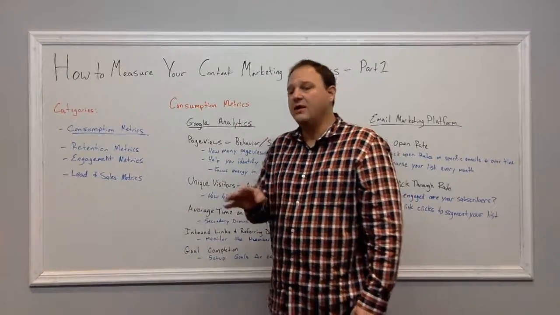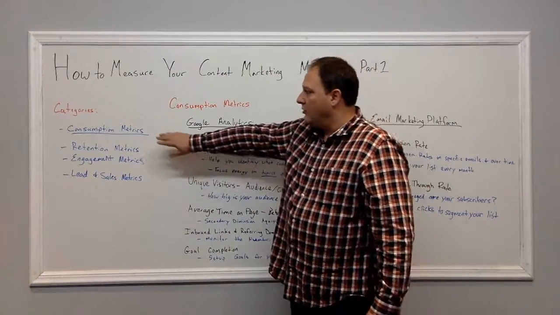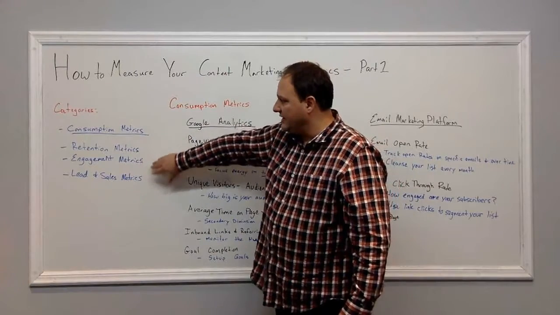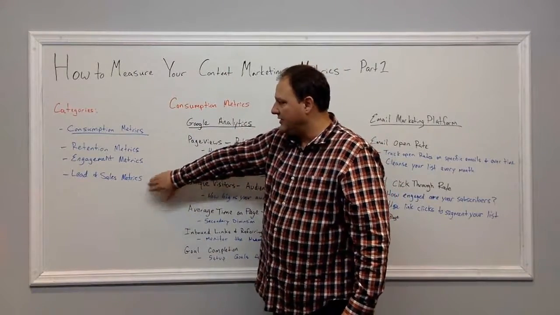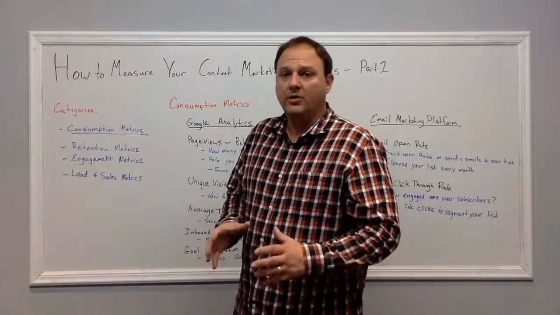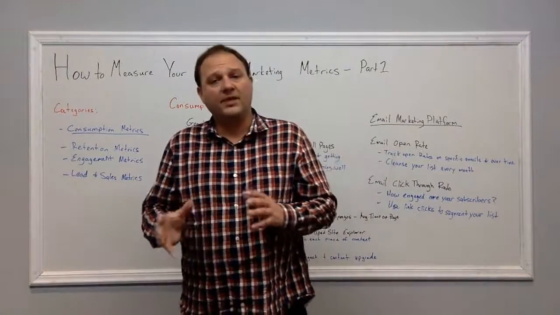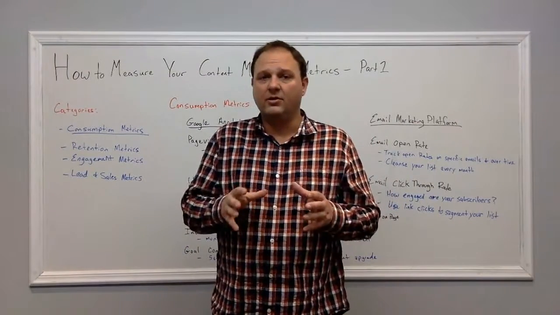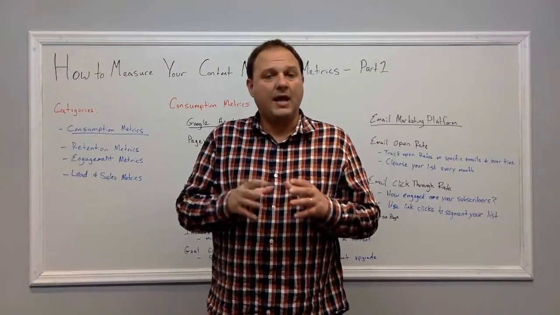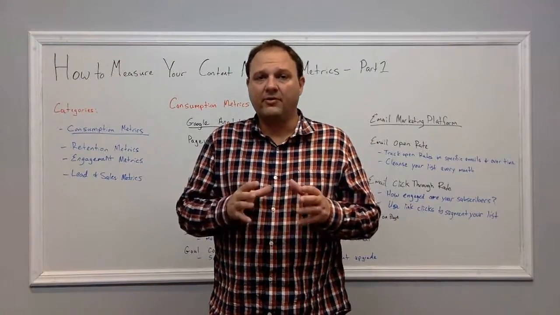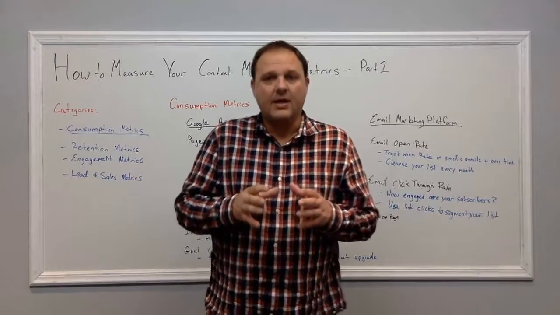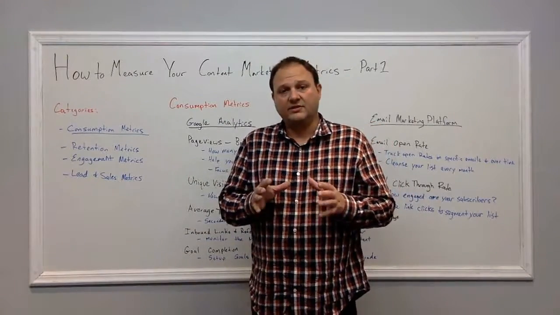I break this down into four categories: consumption metrics, retention metrics, engagement metrics, and lead and sales metrics. Depending on your goals, these are the different categories that you'll lump stuff in and probably be monitoring a little bit more closely. So let's just start with it.